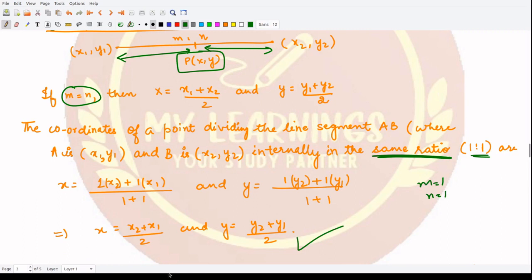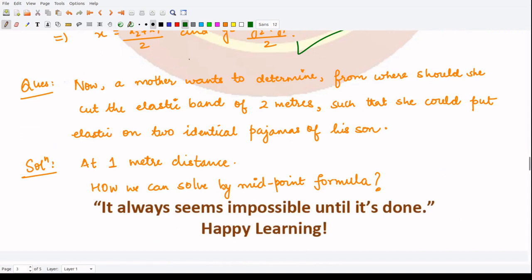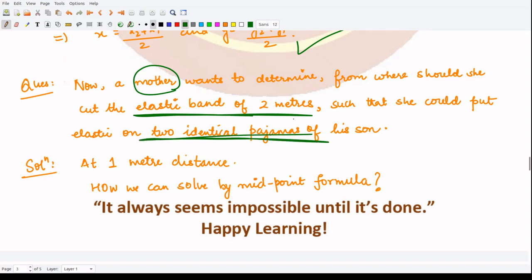This is very simple. Now let's have a look at one question. Now the situation changes. Here the mother wants to determine where she should cut the elastic band of 2 meters such that she could put elastic on 2 identical pajamas of her son, right? Here that is quite simple. You will cut it from the middle, 2 meters is 1. No need to solve anything, right? We can do it orally.